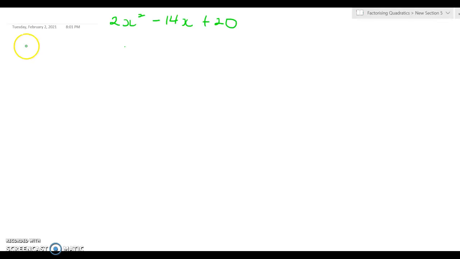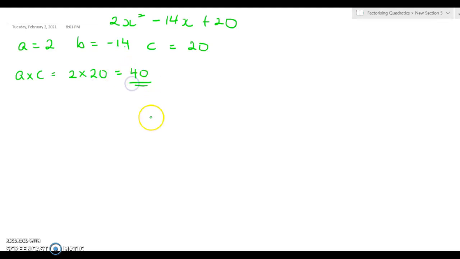So let's start with a, b, and c. A is the number before the x squared, which is 2. B is the number before the x, which is minus 14, and C is the number by itself, which is positive 20 alone, correct. Now we're going to multiply A times C. A times C is 2 times 20, which is 40.